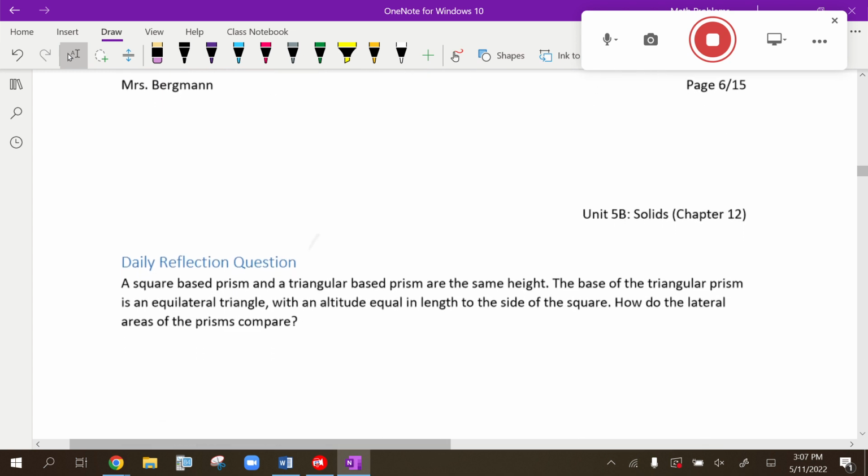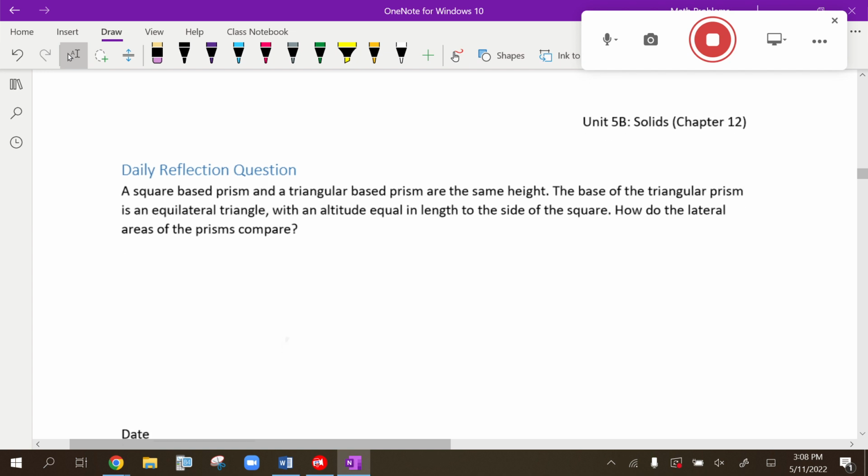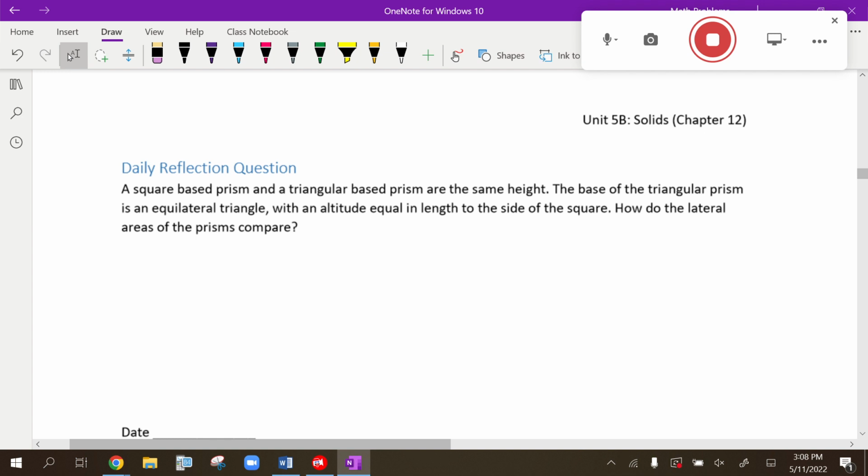Finally, I'd like you to reflect on this question today. A square-based prism and a triangular-based prism are the same height. The base of the triangular prism is an equilateral triangle with an altitude equal in length to the side of the square. How do the lateral areas of the prisms compare? Now, this is a complicated question. I think that a diagram would help you a lot for this. So draw a picture, test out some different numbers, and see what you get for the lateral areas, and you can answer the question.